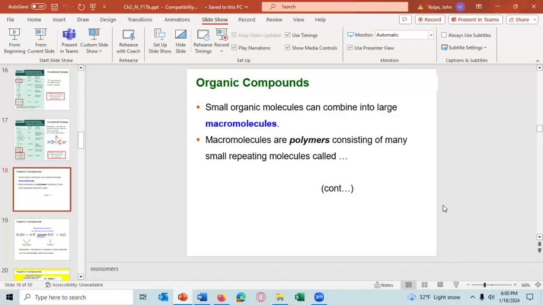An example of that is starch. Starch is a polymer, and all it is is repeating monomers, which are glucose. Any question about any of that?